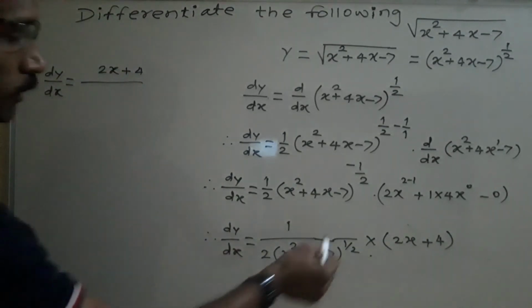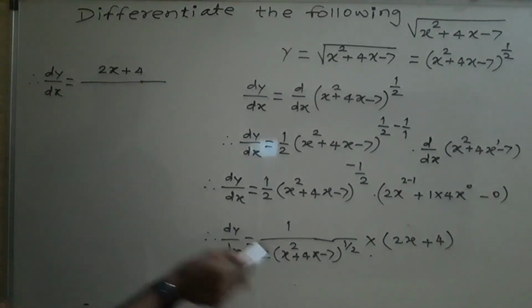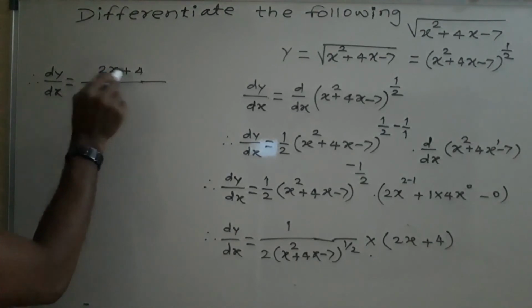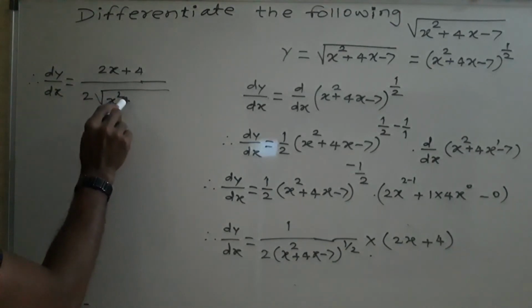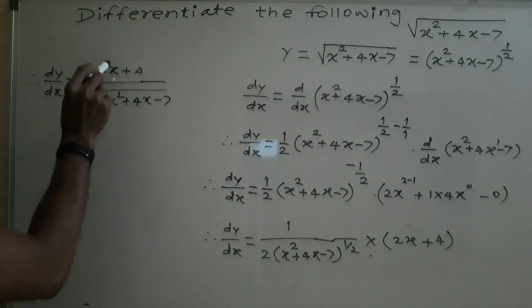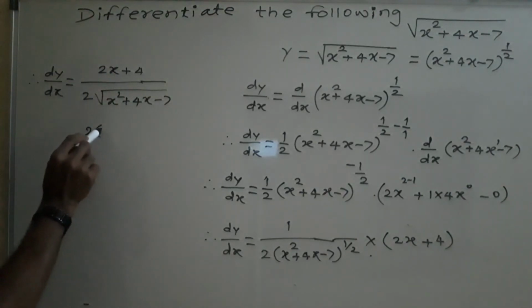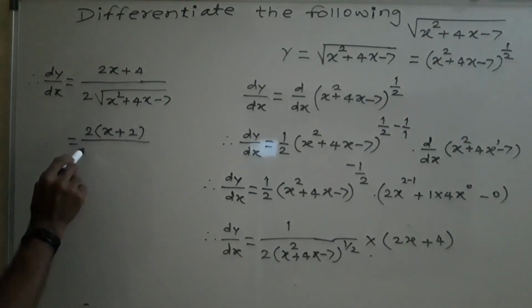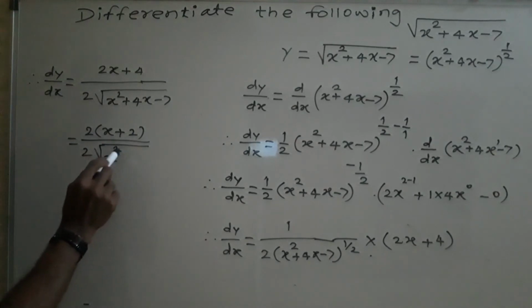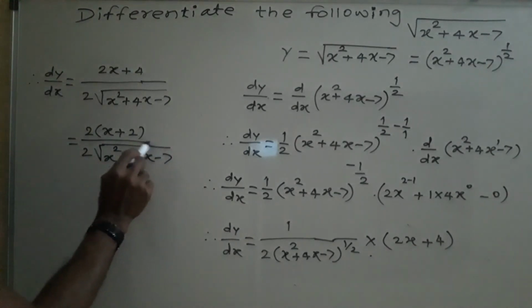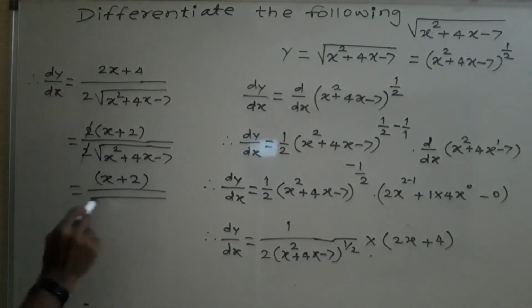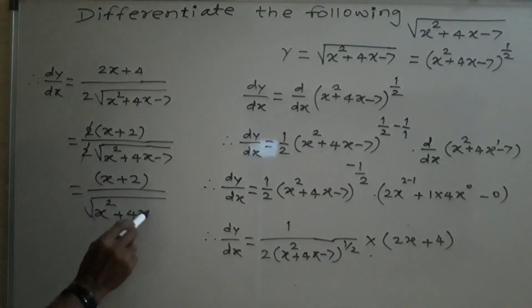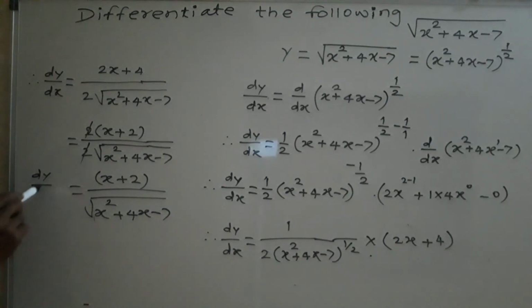2x plus 4 upon 2 square root of x square plus 4x minus 7. This is also our final answer, but we reduce it to the simplest form. Here we take 2 common, I will tell you afterwards. We take this 2 common, therefore 2 (x plus 2) upon 2 square root of x square plus 4x minus 7. This is our final answer: x plus 2 upon square root of x square plus 4x minus 7. This is our final answer, dy upon dx.